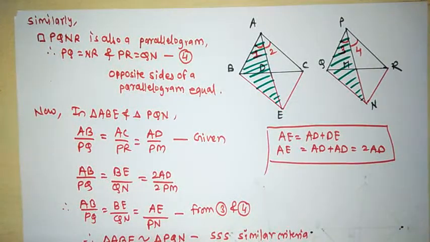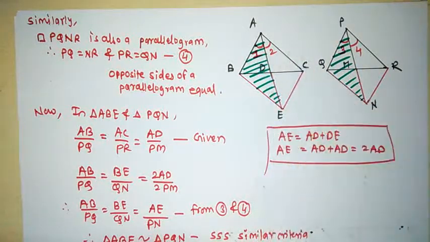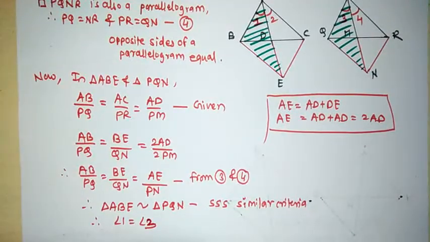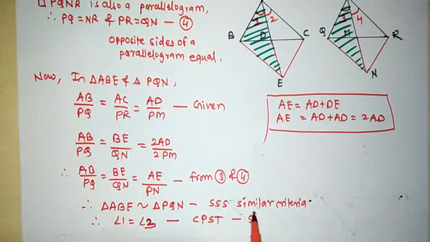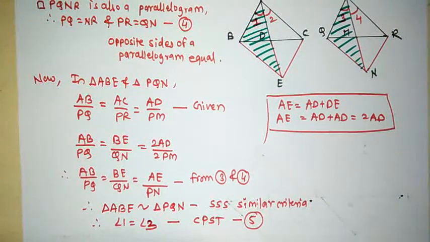Angle 1 is equal to angle 3. Can I say this? Why? What is the reason? Because they are corresponding parts of similar triangles. Therefore, mark this as equation number 5.